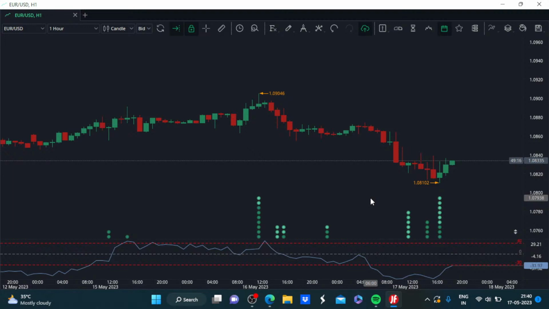All you have to do is keep an eye on the output value. These two levels, one on the higher side with the output value of 30 and another on the lower side with the output value of minus 30, are simply there for marking the end of the consolidation phase on both sides.